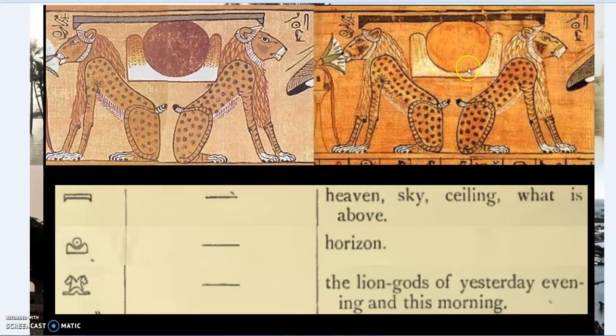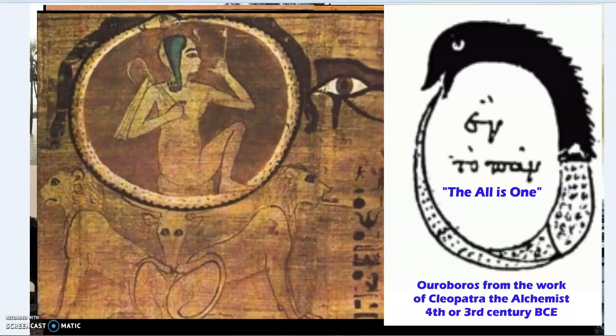These are some other images of the Akhet, where we see the sun between the mountains and the lions, and we also have this bar which sits above both of them. So the bar is heaven, sky, ceiling, what is above. There we see the Akhet symbol, or horizon, which is also another term used for pyramid. When they're named, especially the Great Pyramids, so the Akhet of Khufu or the Akhet of Khafre is an old title for it. And we also have the two lions facing in opposite directions, the lion gods of yesterday evening and this morning. Another reference to time and, well, sunrise, sunset, and of course the Akhet.